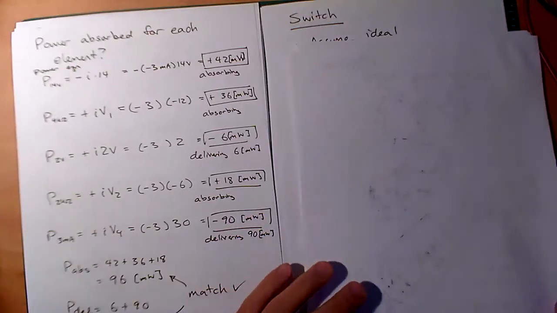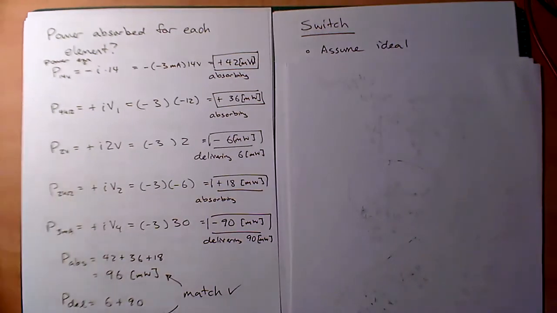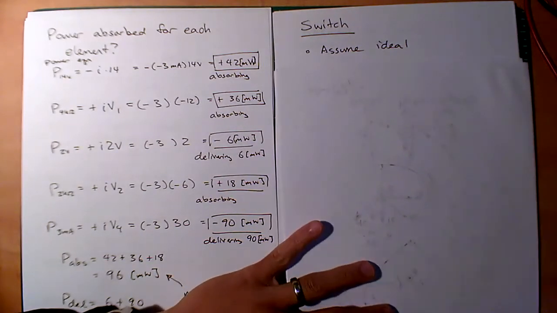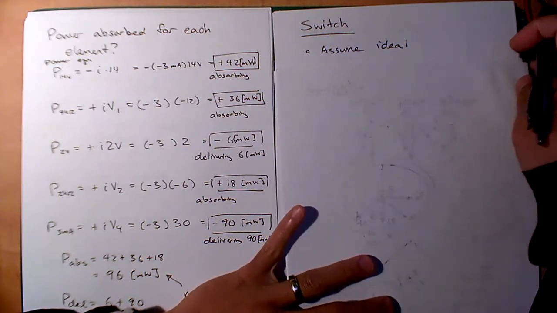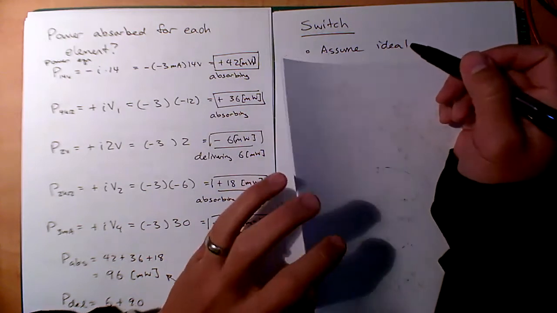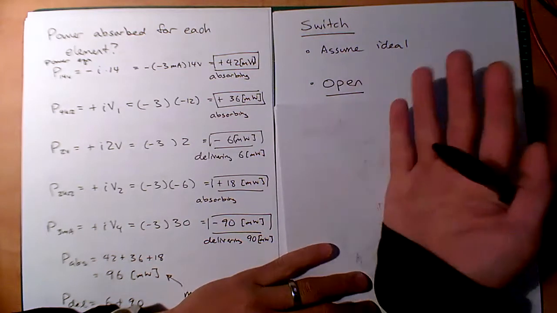So let's look at a switch. This is, we're assuming, an ideal switch. Now, circuit breakers are switches, and obviously they don't follow ideal assumptions. But in our class for right now, we are going to use the ideal assumption. And what's the ideal assumption for a switch? Well, there are two states, either open or closed.